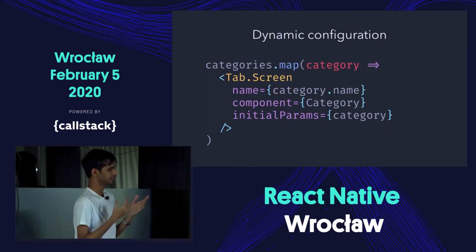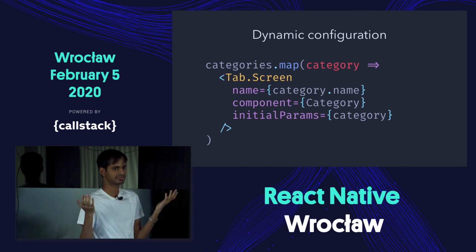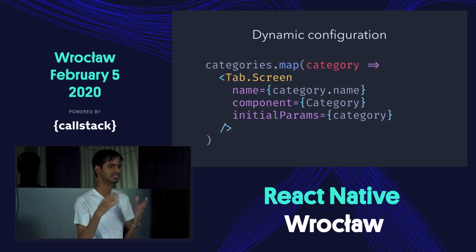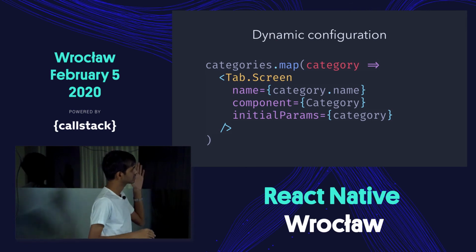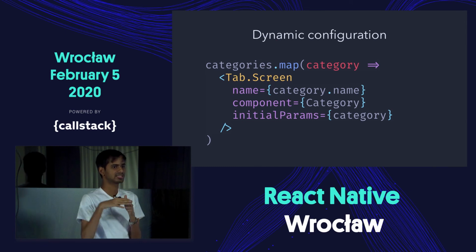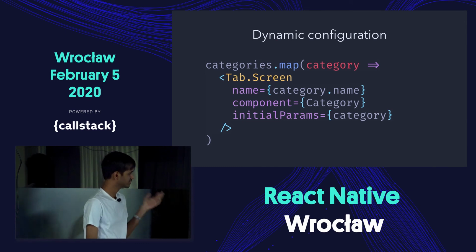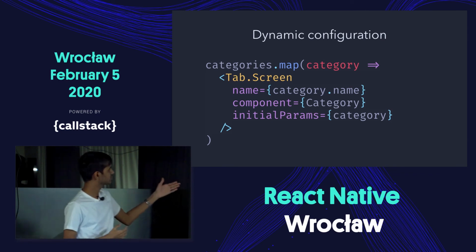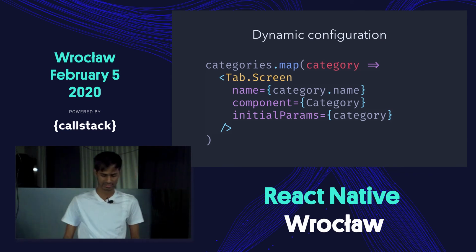Similarly, if you want to fetch some data from a server, say you have a list of screens that you want to fetch and render, you can do that because it's the same syntax as rendering a list in React Native. Just map over the data and render the different screens. And this list of screens can change at any time.